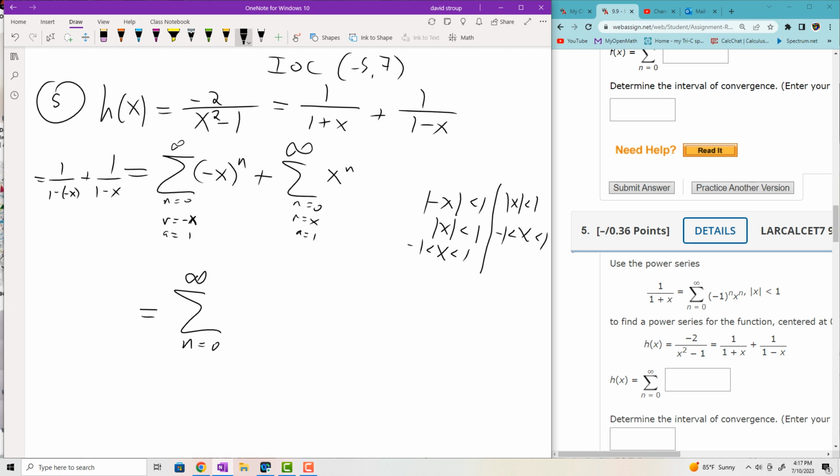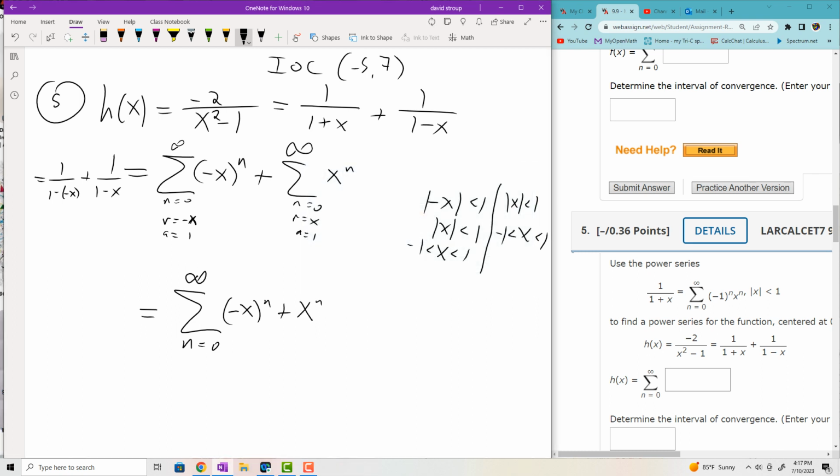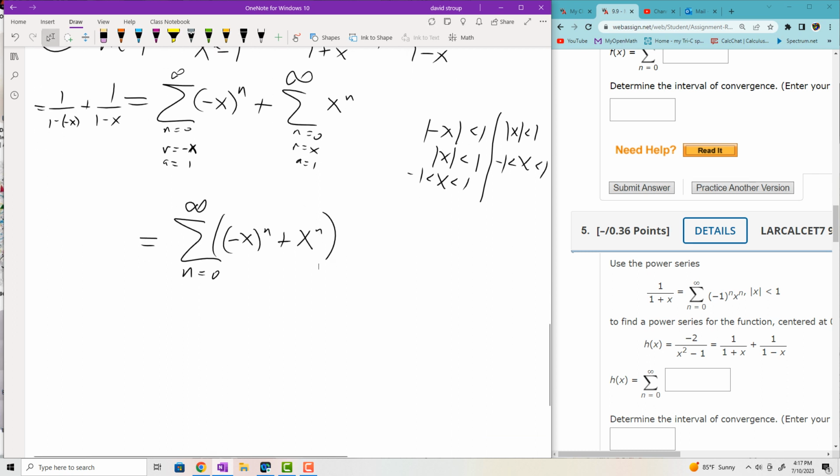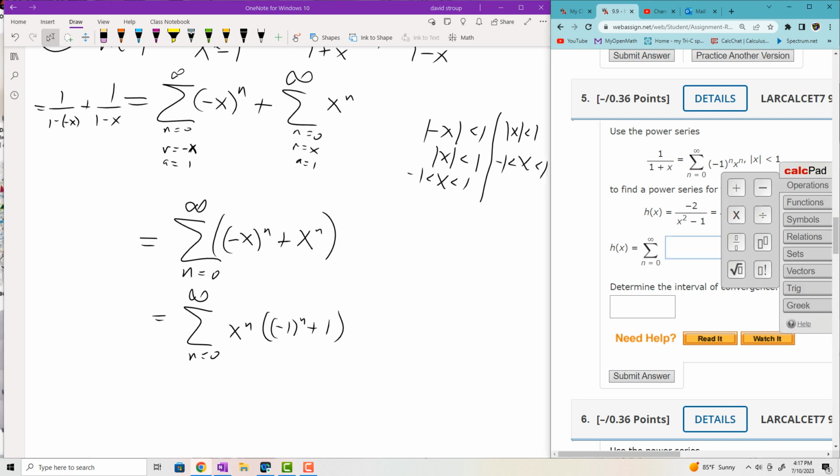But I'm going to go ahead and combine the formulas into one formula like this, and that should do it. If you want to make it look a little prettier, you can maybe factor out the x to the n portion, and you'll have (-1) to the n plus 1, just depending on what index they're giving you. So they want it to start at 0. So that should do the trick.